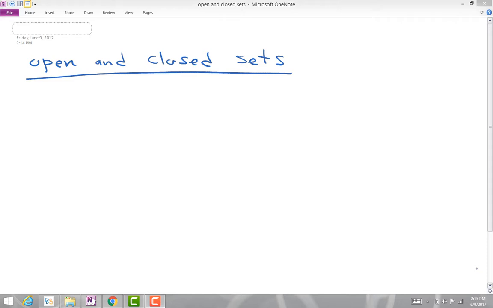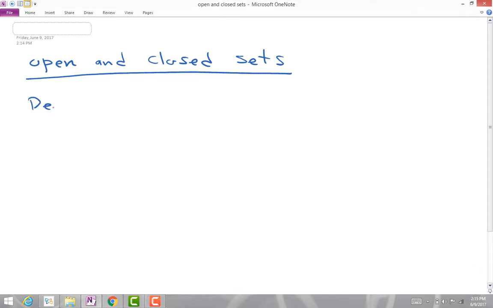Open and closed sets are almost the same as the open and closed sets that we learned in chapter 2. The only difference is, instead of the absolute value, we are going to have the distance function. So before we define open set, we want to define something similar to an open interval. Now in a metric space, we call this an open sphere, or the open ball.